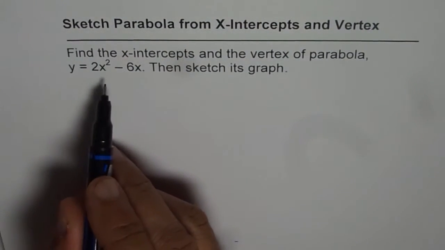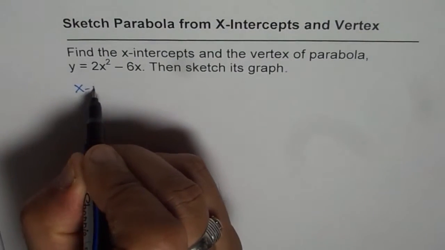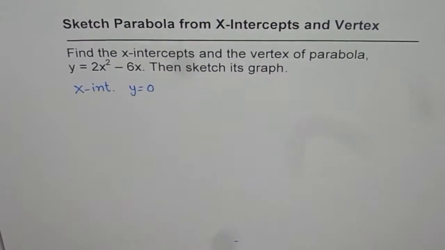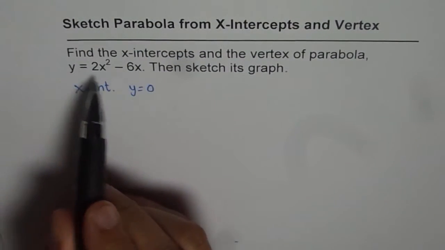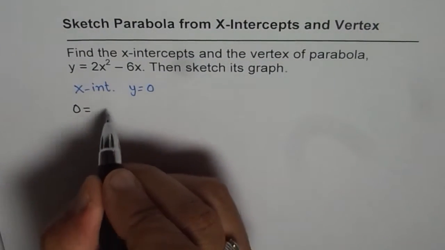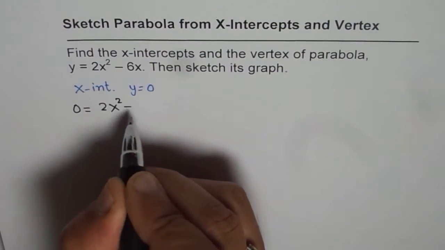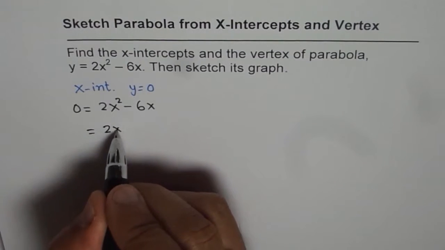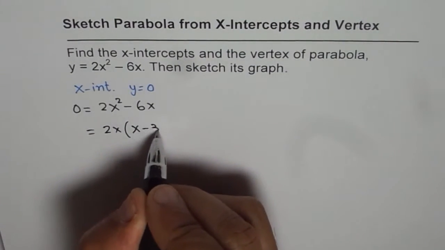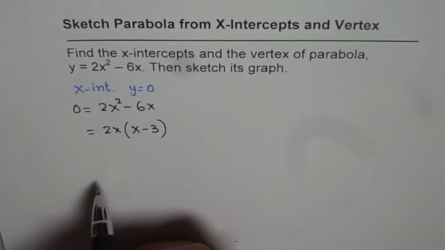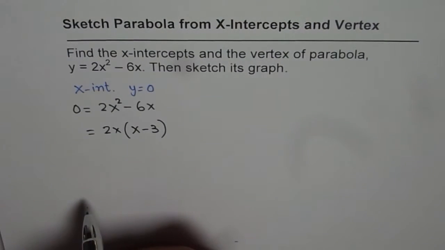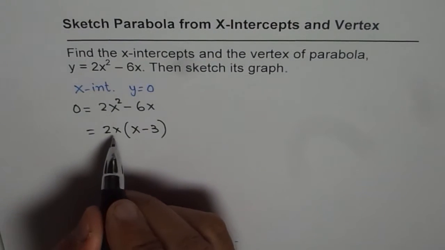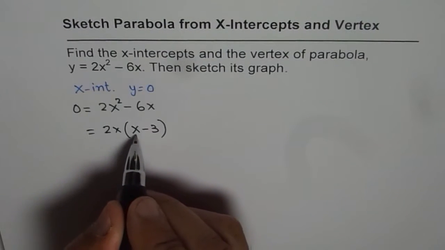So let's start with finding X-intercept. Now X-intercept means y equals 0, right? So we will rewrite this equation as y equals 0. So we get 0 equals 2x squared minus 6x. Now from here we can take 2x common. So we get x minus 3. Now these are the two factors, 2x and x minus 3. And their product is going to be 0 at x equals 0 or x equals 3, right?